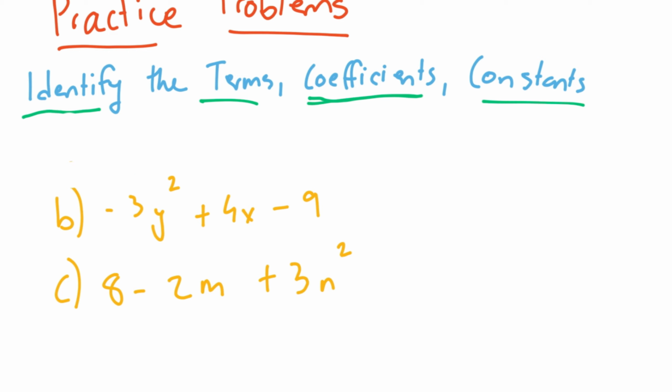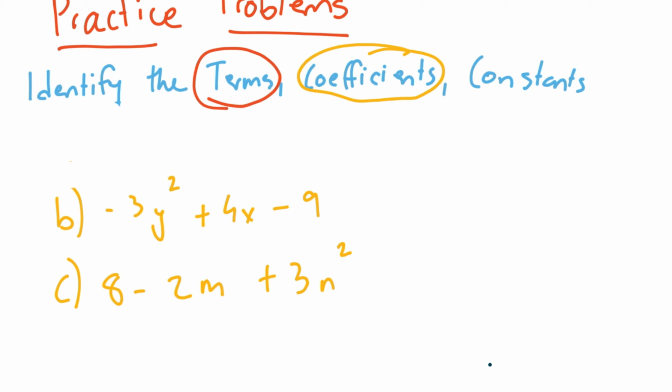Okay, let's look at B. Negative 3y squared plus 4x minus 9. We have to find the terms, coefficients, and the constants. So how about, instead of me just writing everything down, I color code this. So terms will be orange, coefficients will be yellow, and constants will be green.